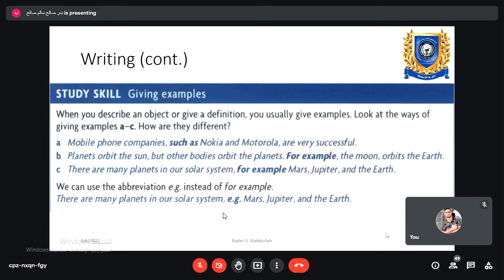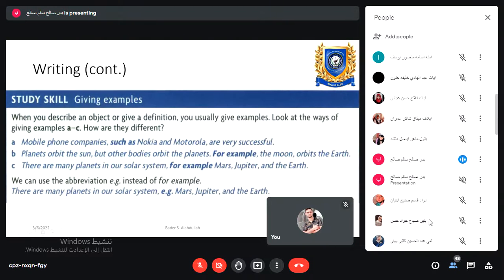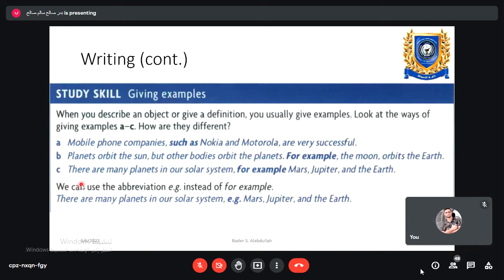So let's move on so we don't waste our time. Anyway, let me just do this first. Okay. Now, as I said, we were talking about giving examples. So when you describe an object or give a definition of something, you usually give examples to support your definition. Okay. Now, below here we have three ways or three methods of giving examples.